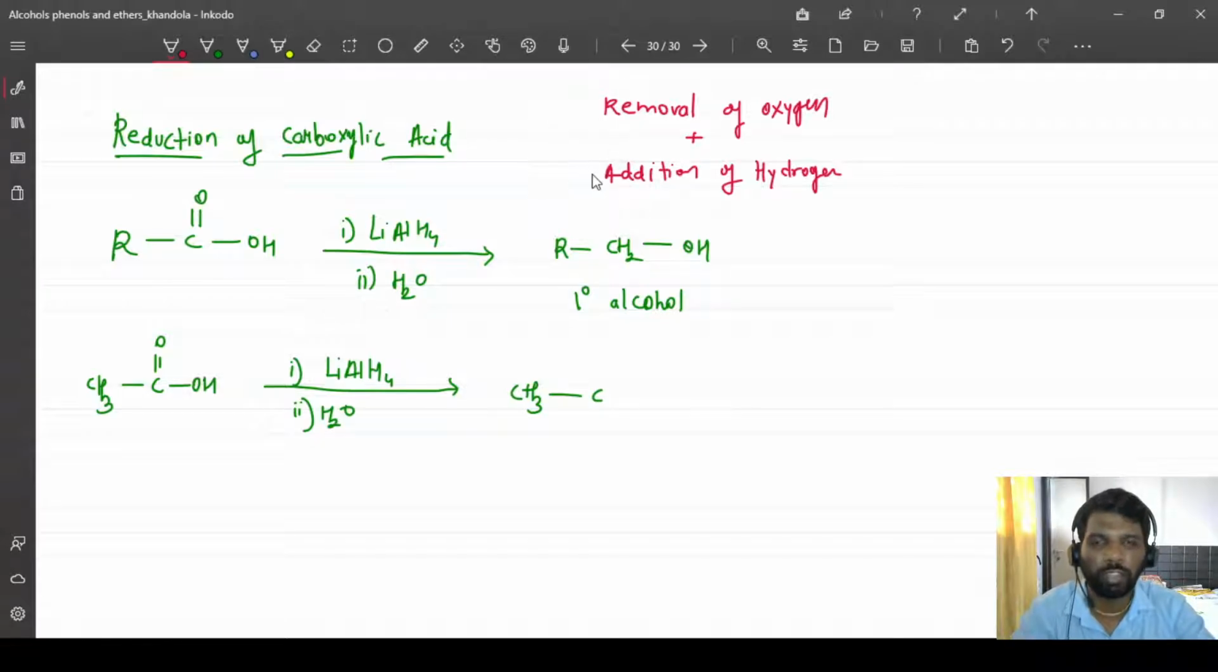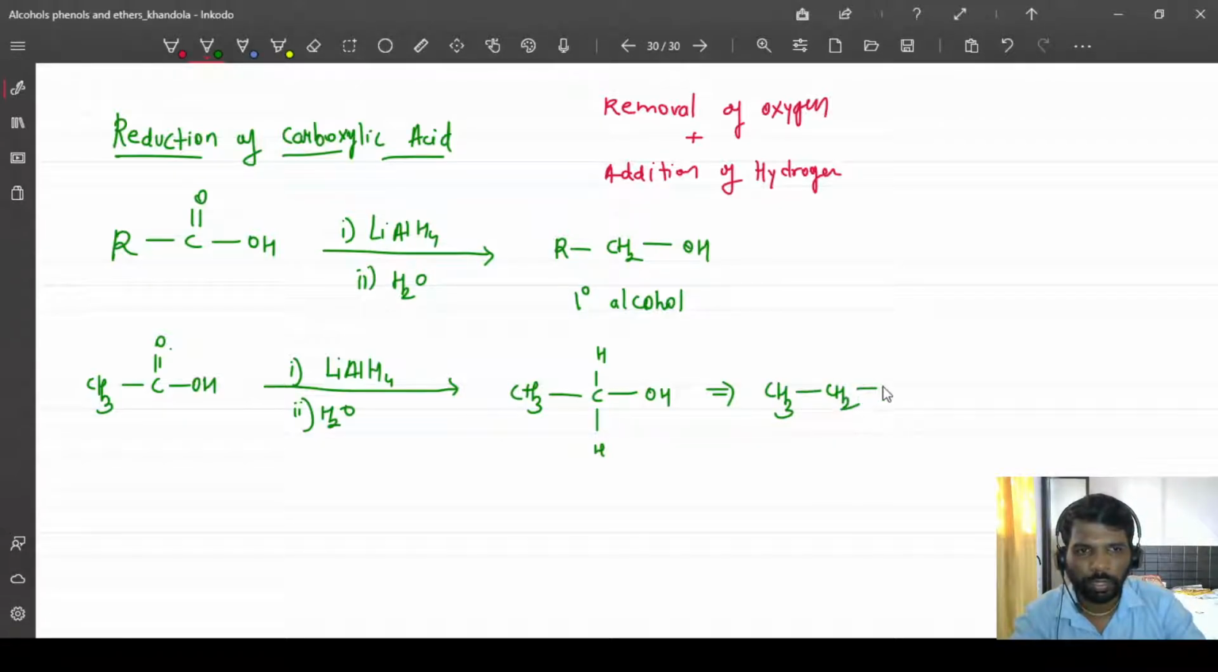Both these are the definition of the reduction. In the case of aldehydes and the ketones, there was just an addition of the hydrogen. Here you are removing this oxygen and you are adding two hydrogens over here. And this OH is remaining intact. So what is the name of this alcohol? CH3, CH2, OH. I can write in a condensed formula CH3CH2OH. That is ethanol.